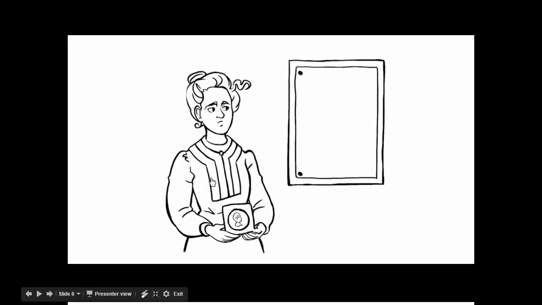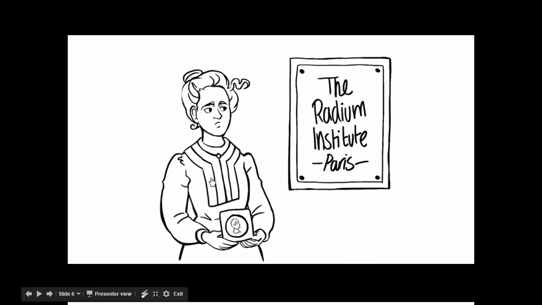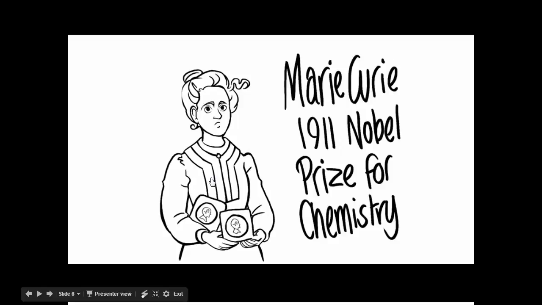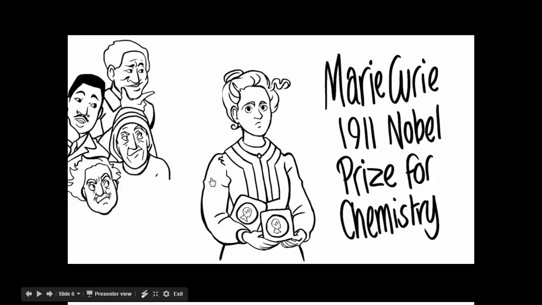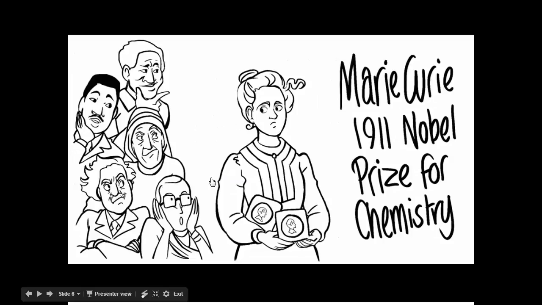In memory of my husband, I helped set up the Radium Institute, which aimed to use radiation to help people with cancer. And guess what? I won another Nobel Prize in chemistry. That made me the first person ever to win 2 Nobel Prizes. Another first. How about that for girl power?